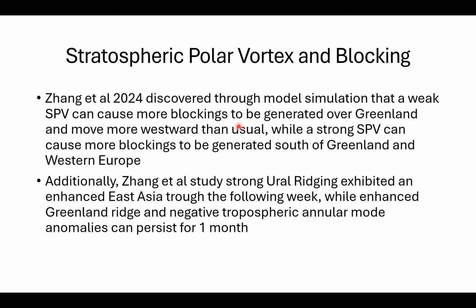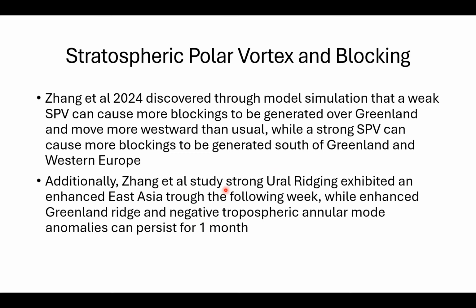So very interesting, hey, what's the relationship between the stratospheric polar vortex and the blocking patterns and where they set up in the Northern Hemisphere during the winter season? A weak versus a strong stratospheric polar vortex. Different results from the model simulation of where that strongest blocking was located.